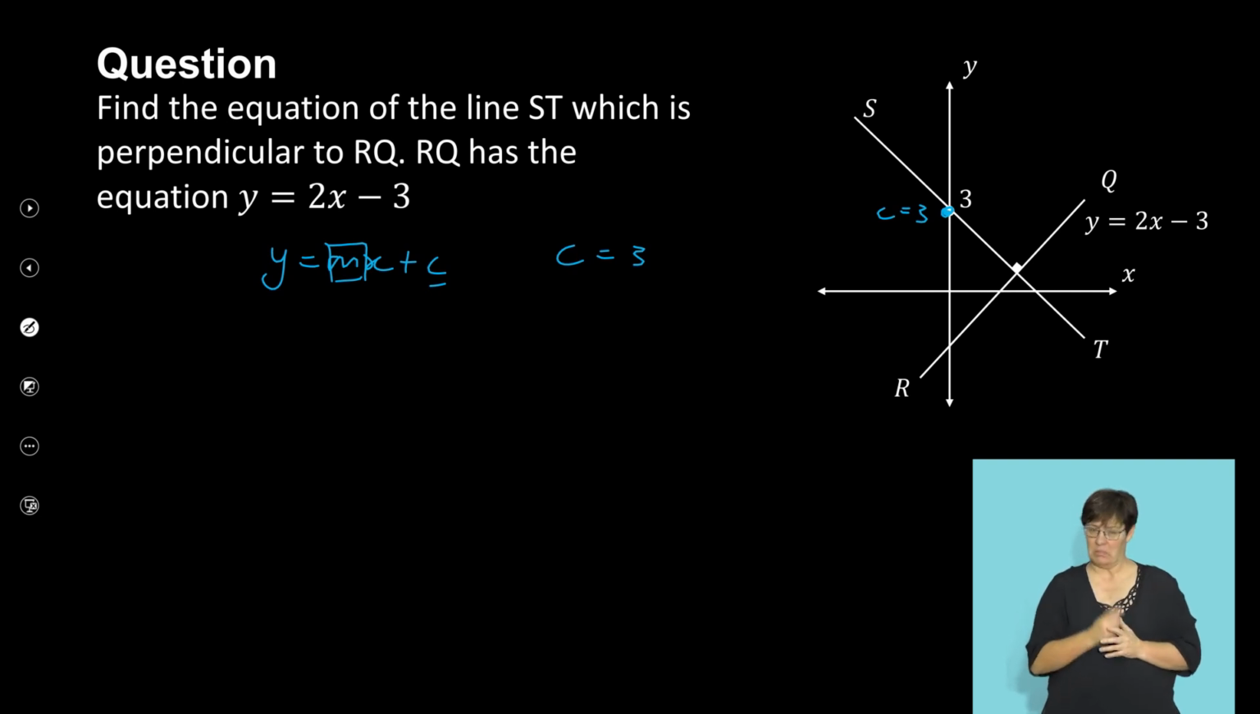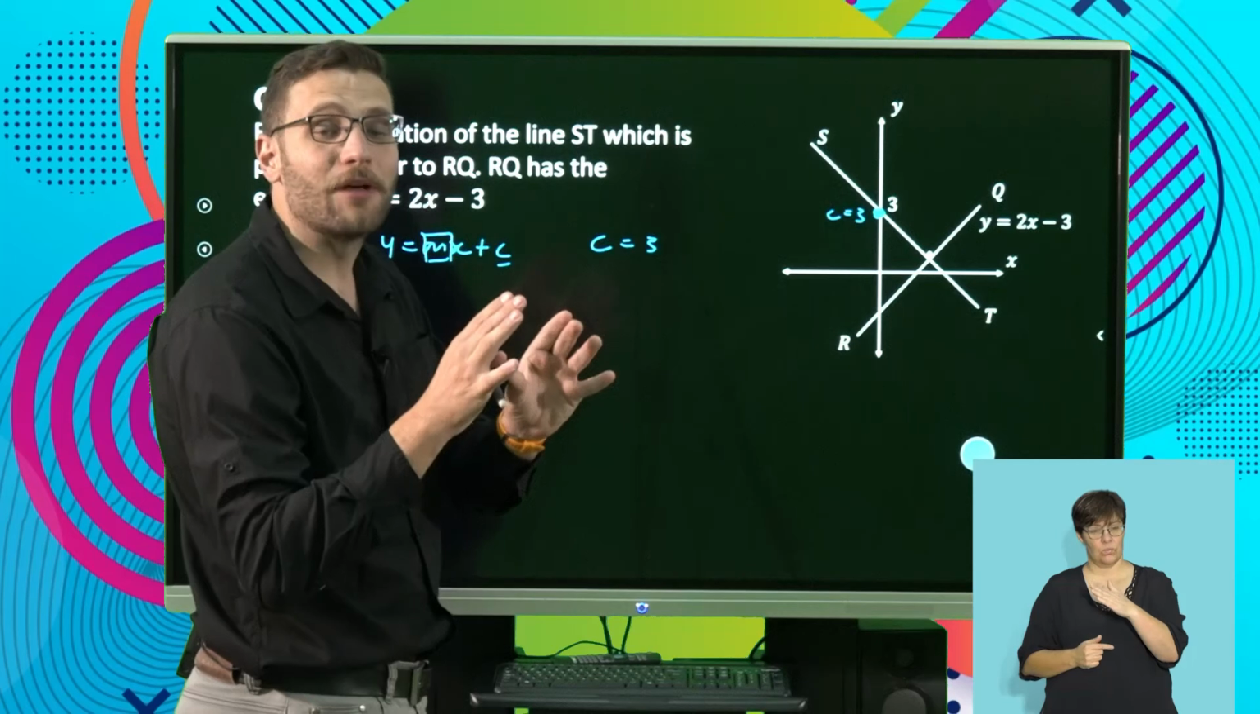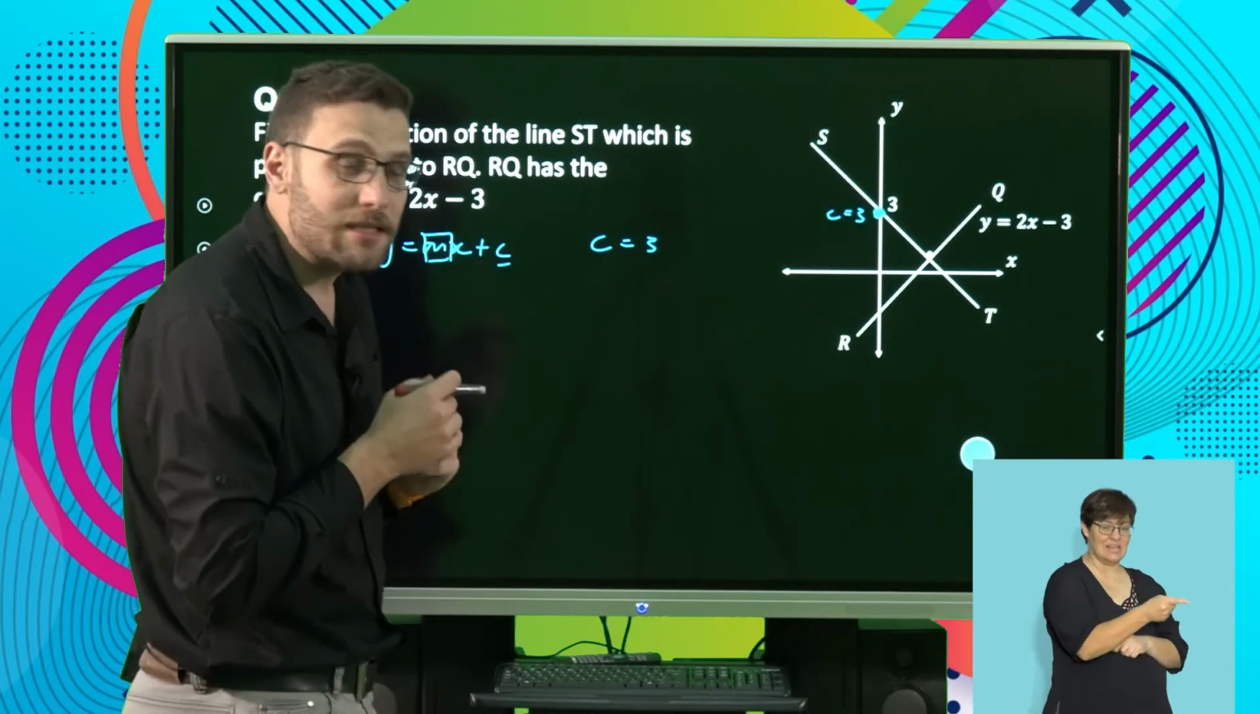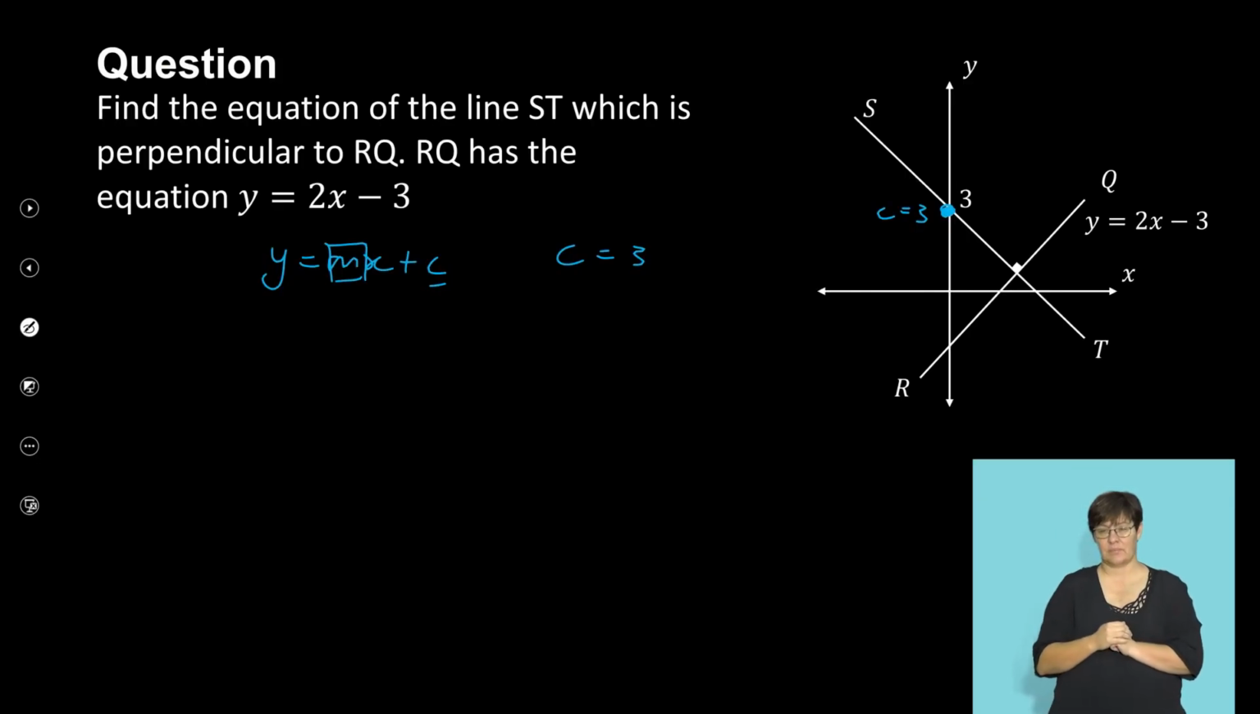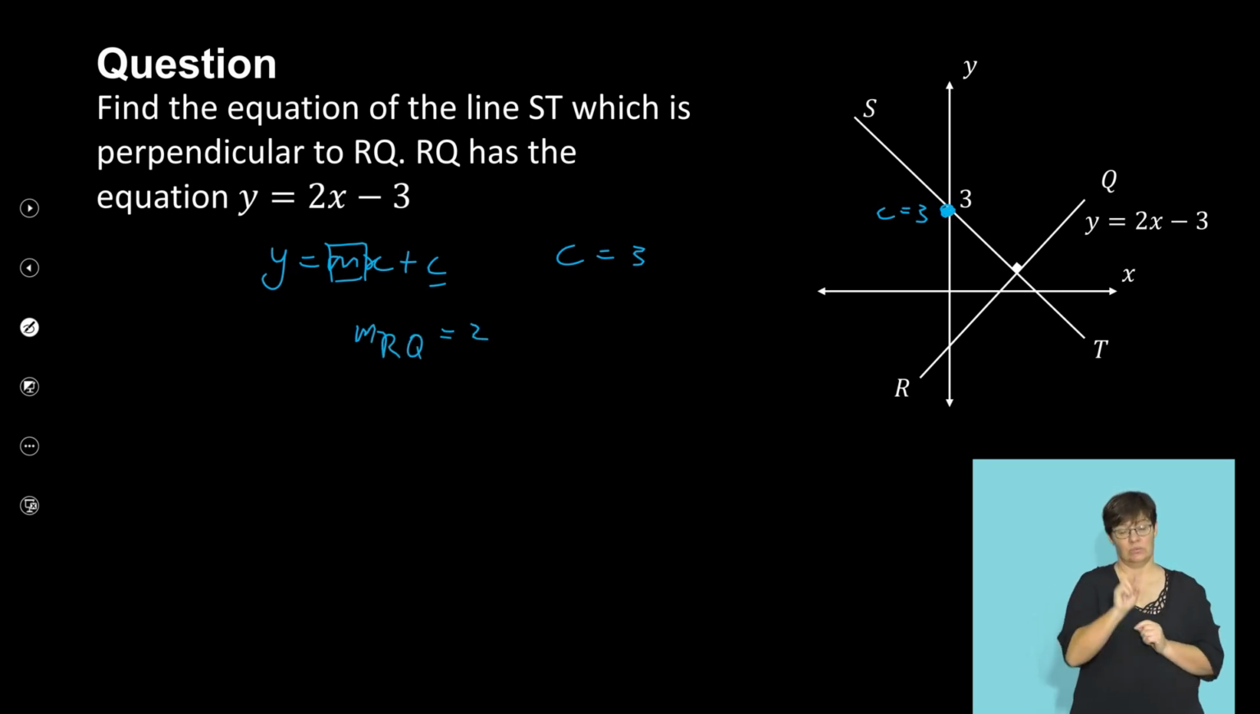Now, this is a little bit more challenging because, again, how did we find the gradients previously? Using 2 points in the gradient formula. Now, what have I got? I've only got 1 point, and that's it. So I can't use the gradient formula. But exactly like we did with the parallel lines, I'm going to find the gradient of RQ, and somehow I'm going to find then the gradient of ST. And so let's do that. I know that the gradient of RQ is equal to 2.